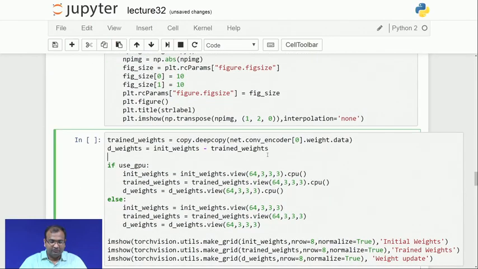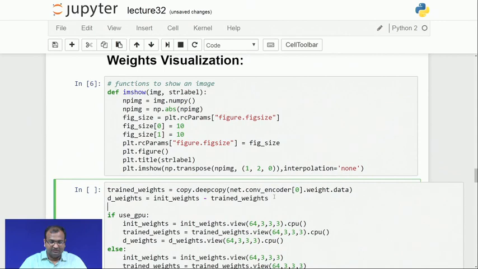Once the whole training process is over, after defining this function, I copy down all the weights which have been trained. My next part is to look into the difference of the weights, which gives me an idea of how much each weight has been updated within each of the kernels.